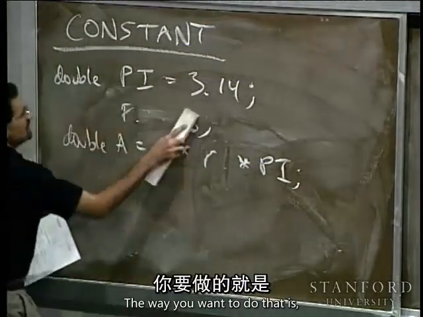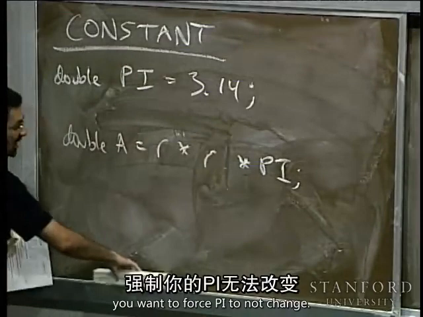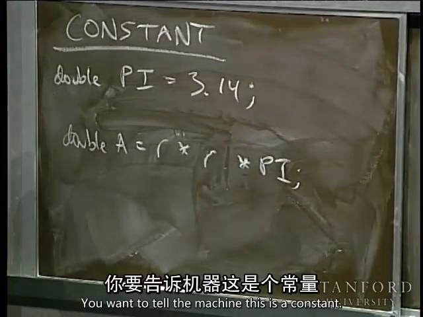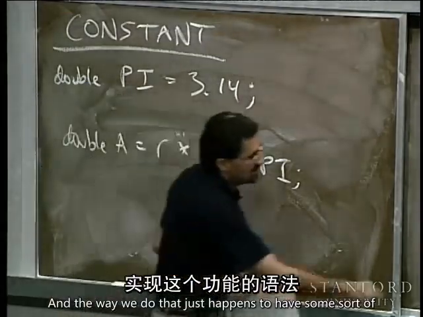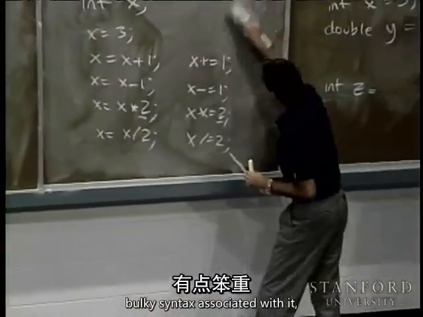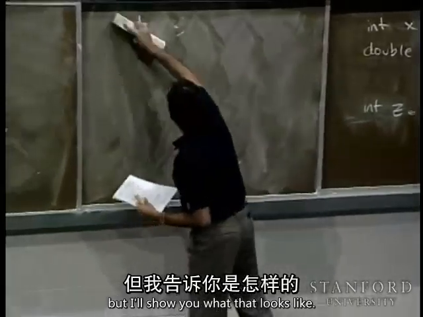And the way you want to do that is you want to force pi to not change. You want to tell the machine this is a constant. I will give you a value. It will remain unchanged. And the way we do that just happens to have some sort of bulky syntax associated with it. But I'll show you what that looks like.